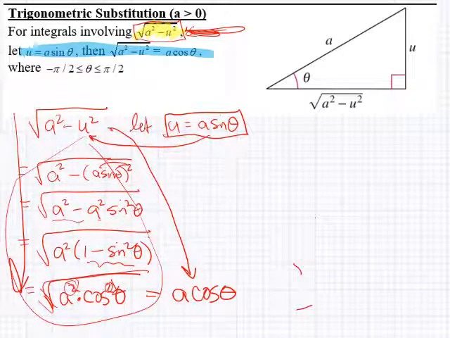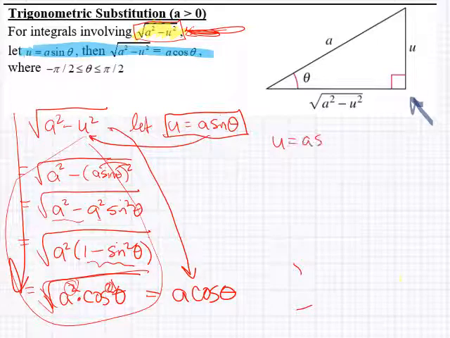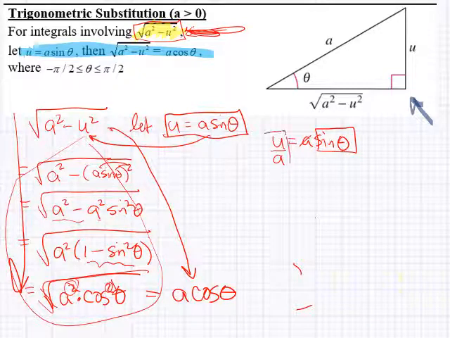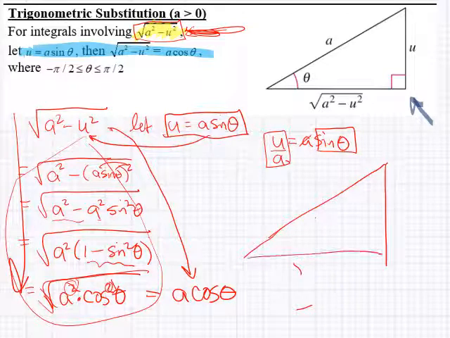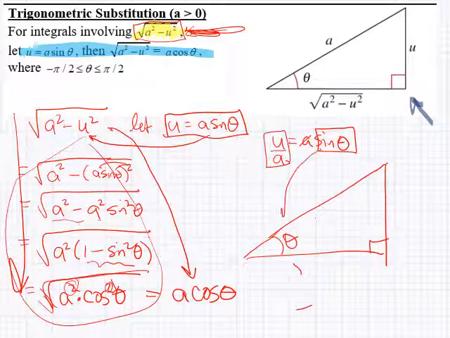Okay. Now, there's another way we can see that this works out, and it's by looking at the triangle here. So, if we said u equals a sine theta, that's the substitution we want to do. That's the same thing as if I divide by a, saying that the sine of theta equals u over a. Now, if I were to draw a right triangle with theta as this angle, it says if I take the sine of that angle, I should get u over a, which tells me that the opposite side of this triangle should be u, and the hypotenuse should be a.